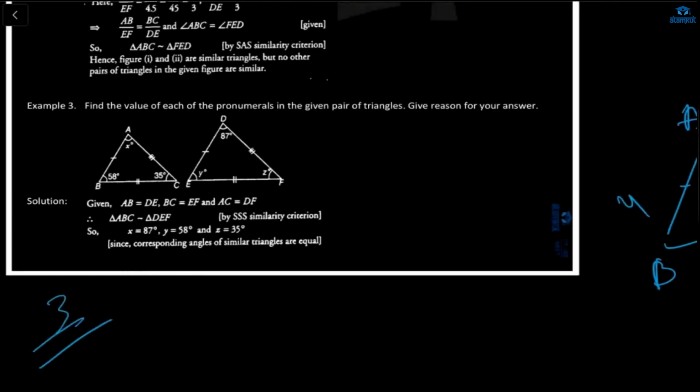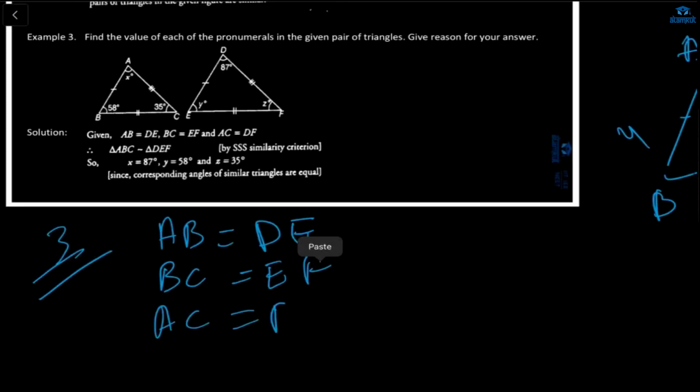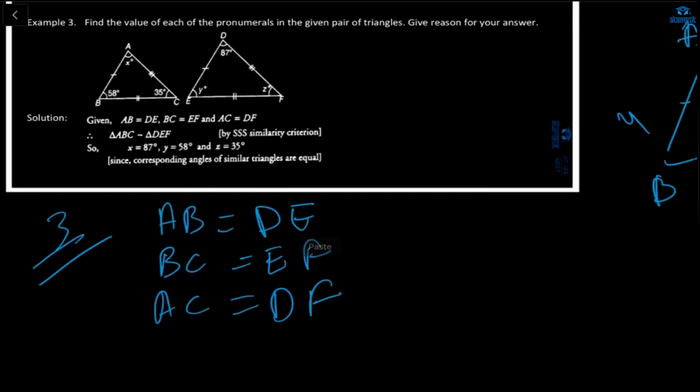Okay, now you can see example number 3. So there are two triangles. Now you can see from the figure one line is marked for AB and DE. That means AB is equal to DE, and BC is equal to EF, and AC is equal to DF. Okay, this is given to you. All the three sides are given.